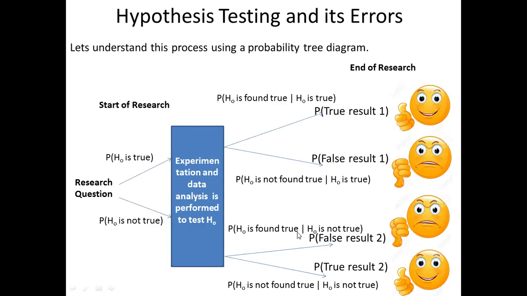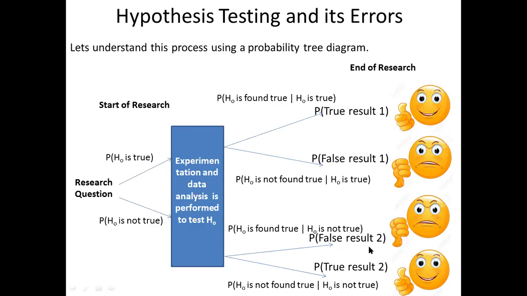So we can see that hypothesis testing is all about probability and all about probabilistic situations, right? We tend to have the probability of true result one higher as compared to the probability of false result one. We try to have the probability of true result two higher as compared to the probability of false result two.